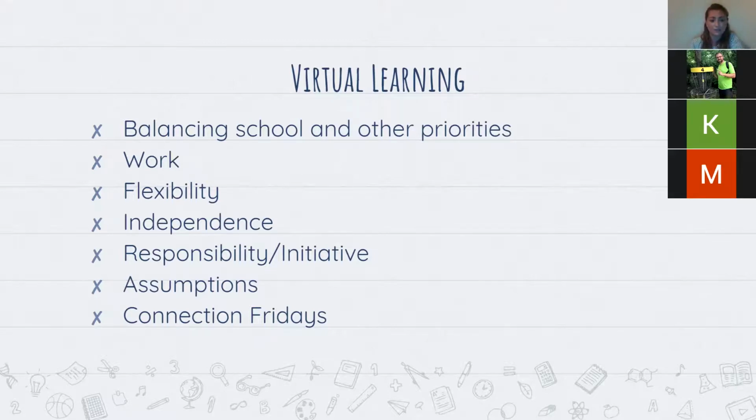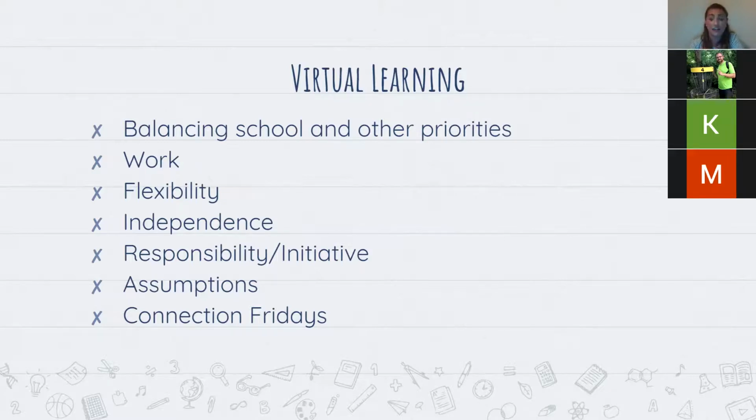Also, with assumptions in virtual learning, communication is key. If you don't receive something from a teacher about a Zoom link, don't just assume there is no Zoom link and there are no live classes. Reach out, take that initiative. If you are confused about something or you have a challenge, reach out and ask for help. That is the biggest thing, is communication.